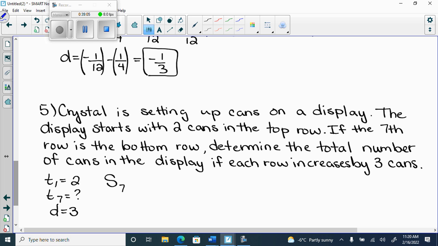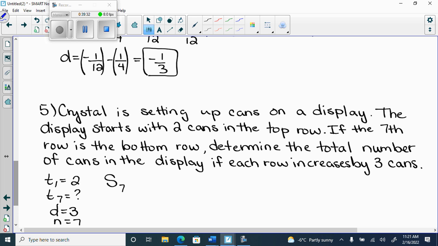I'm not multiplying by 3 each time to get the next row of cans. I'm adding 3 cans, then adding 3 cans, then adding 3 cans, right? When I add, it's arithmetic. Even if I add a negative, which technically is subtract. Okay? So, I have n equals 7. And I don't know the last one. So I only have the option of using the long formula, correct?